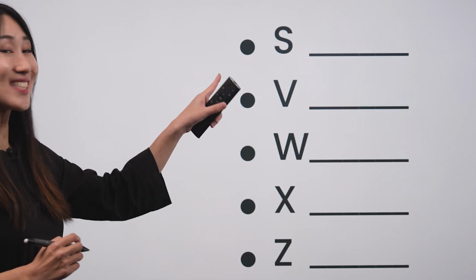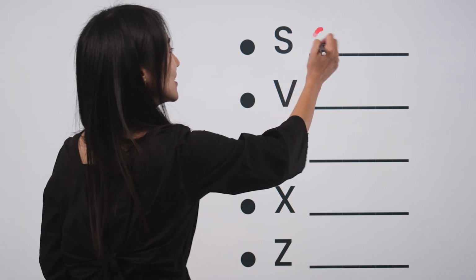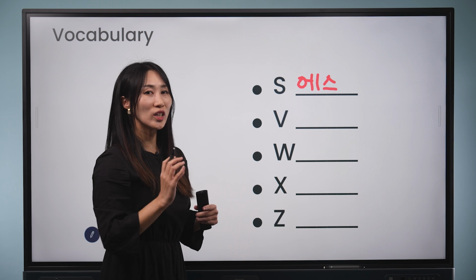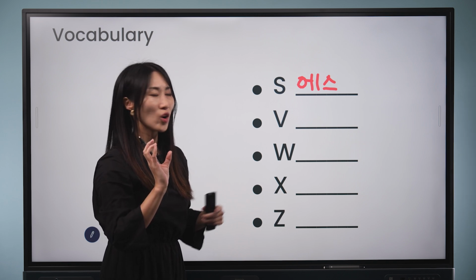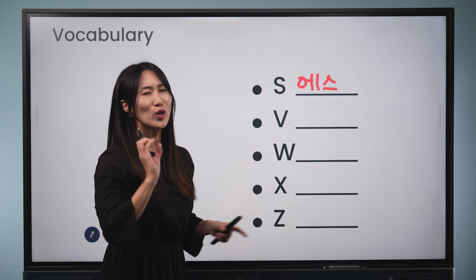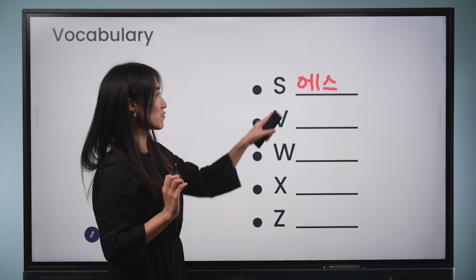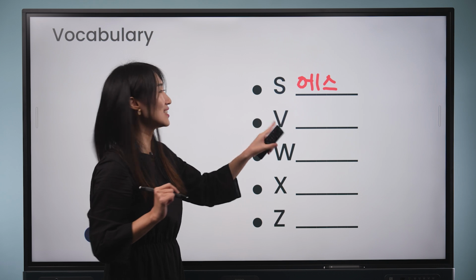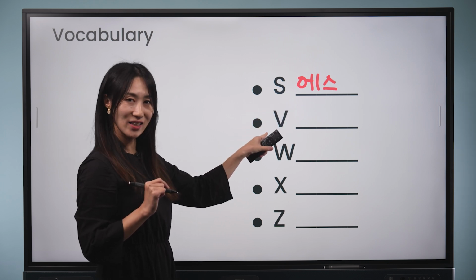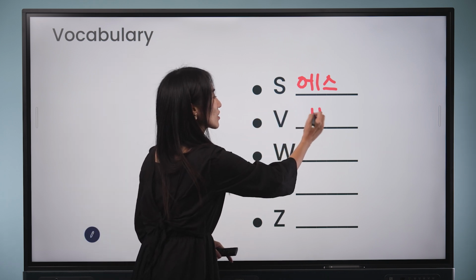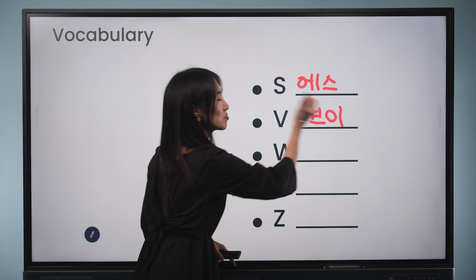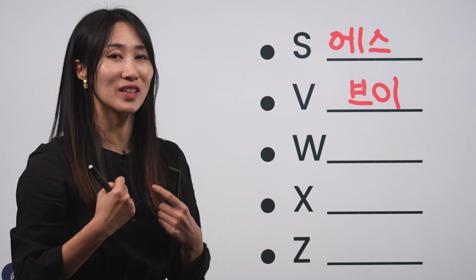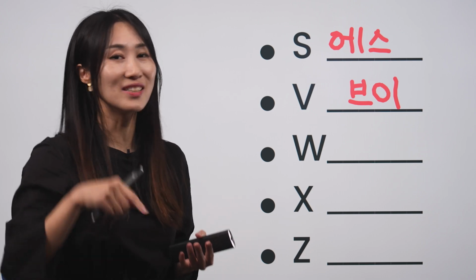Next is S, and in Korean is S. In Korean, we don't end the word with consonant only, like S. We always need a vowel sound. So if some words end with s, then we put sound as in S. And this one is V. And we don't have V sound. There's no V sound in Korean. So you pronounce it as the B sound.